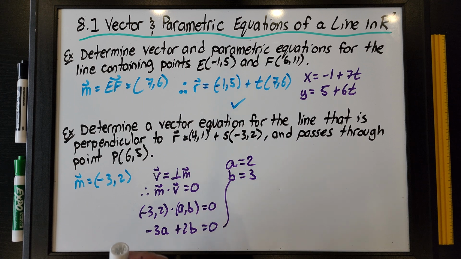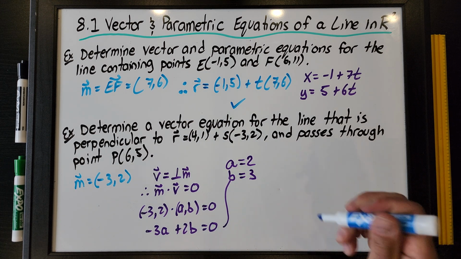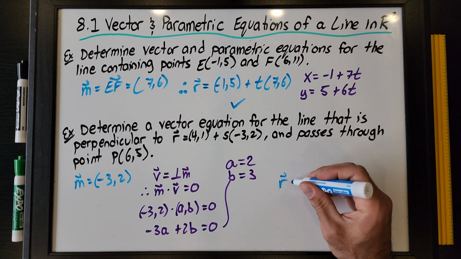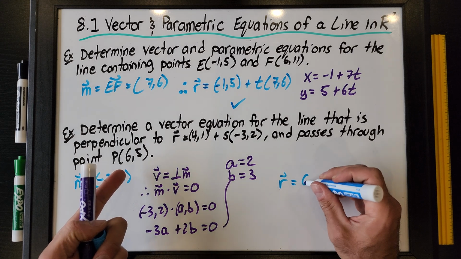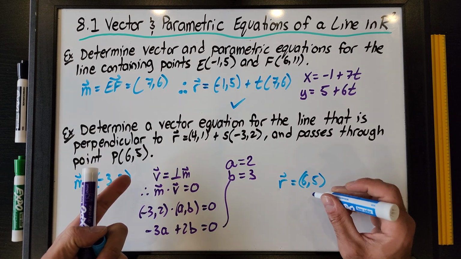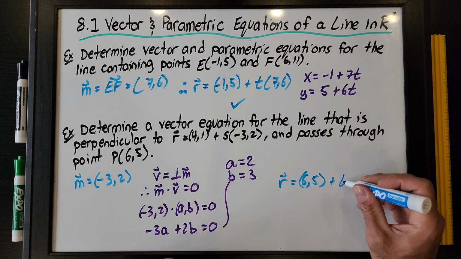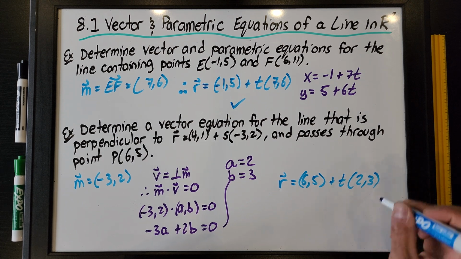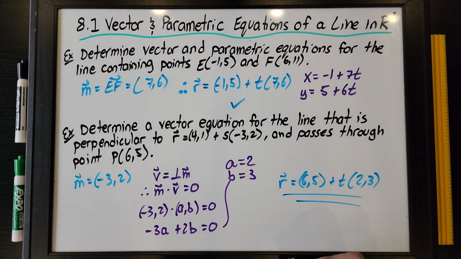Okay, and that's it. Now I can finalize my equation that r is equal to 6, 5. We always start with that point, right? And we add the directional vector with some sort of parameter in front. And this is it. This is our answer.